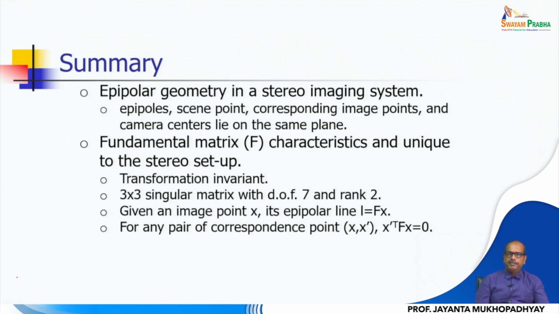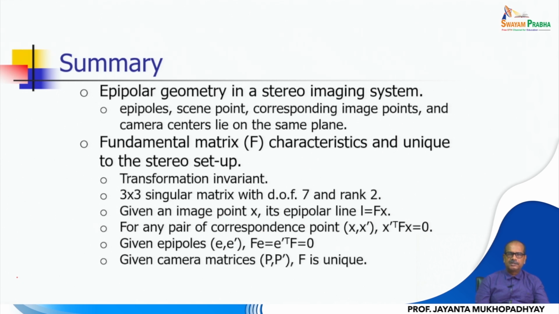And for any pair of corresponding points x and x prime, you have x prime transpose F x equals 0. You note the ordering of these points, it also determines the structure of the fundamental matrix. If you reverse the order, the fundamental matrix would be the transpose of that. And epipoles are null vectors of the fundamental matrix, both left and right null vectors for corresponding epipoles. And given the 2 camera matrices P and P prime, F is unique.